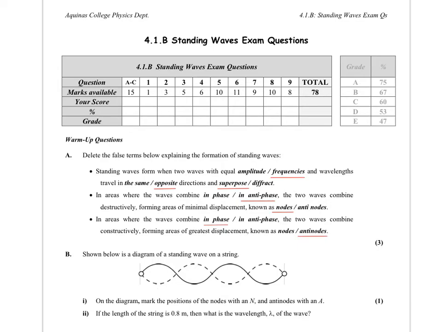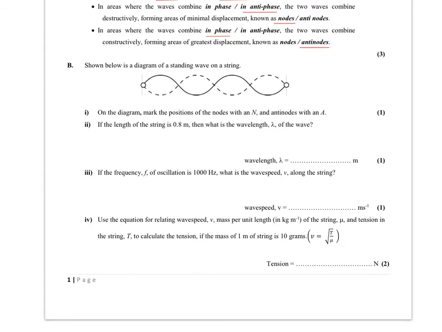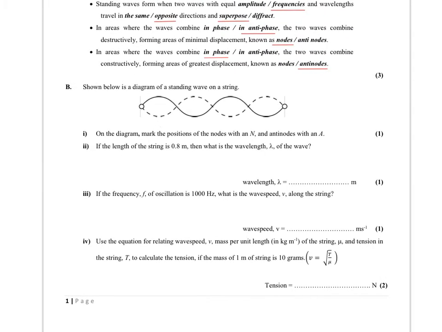For question B, we've got a picture of a standing wave on a string, and we're asked to mark in various different positions. So first of all, mark in nodes and antinodes. So the antinodes, relatively straightforward. They're these bits with maximum displacement. And in between those and at either end for a string, we have nodes. So fill those up there.